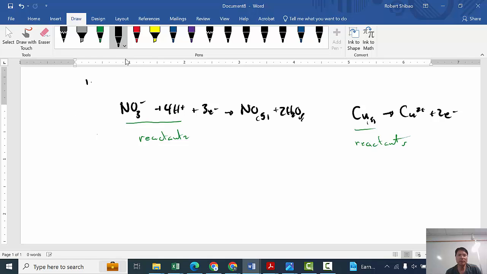These are called half reactions because the nitrate and 4 H plus want to take 3 electrons. Actually, it's the nitrate. The H plus is here to stabilize the oxygen. 2 of the oxygens combine with 4 of the hydrogens to make 2 waters. So that stabilizes the oxygen. The other oxygen is left on nitrogen.